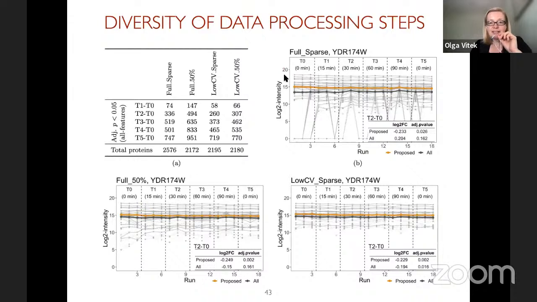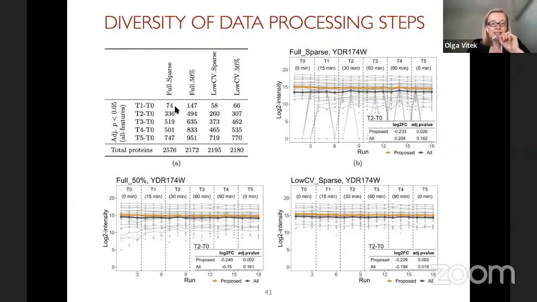So this is what the data look like. This was full sparse. You see that those empty circles indicate missing values, and we have a lot of outliers because the fragments are not quantified reliably. Here, when we remove some of the features with too many missing values, you see that it becomes cleaner. And this is the low CV sparse. So now more outliers are eliminated just because we know that these are good quality data from prior experimentation.